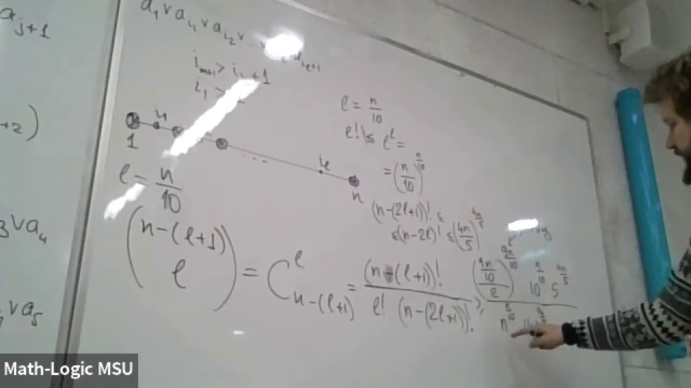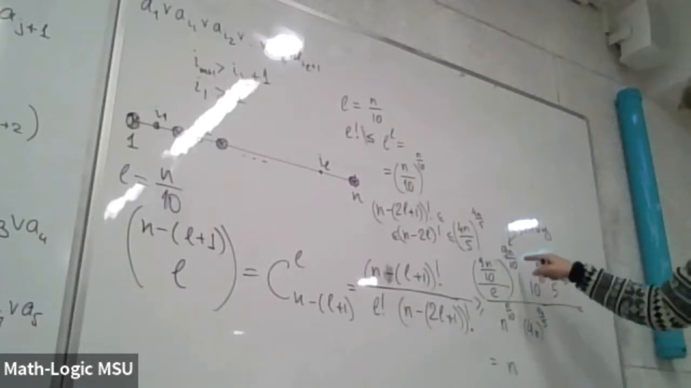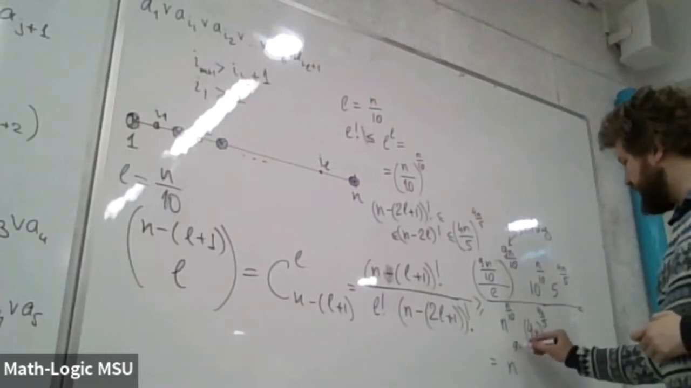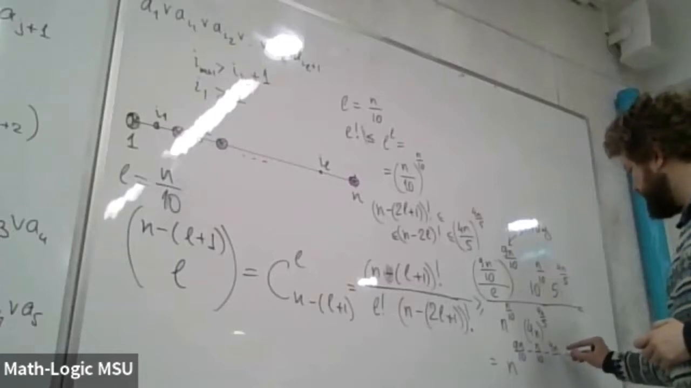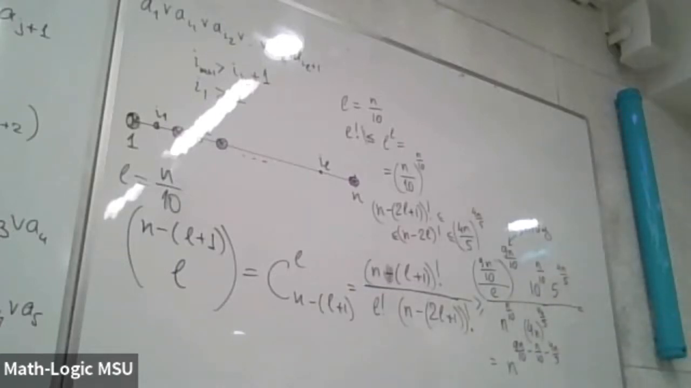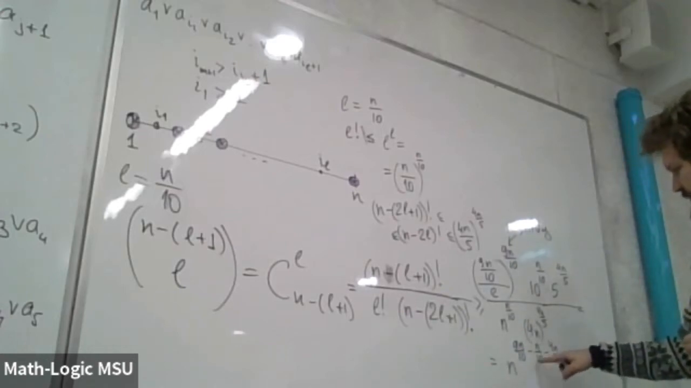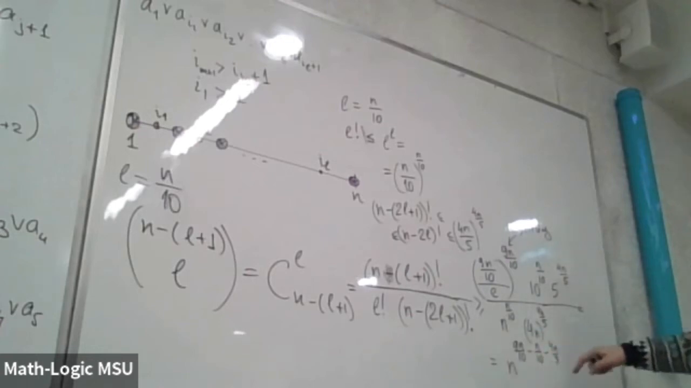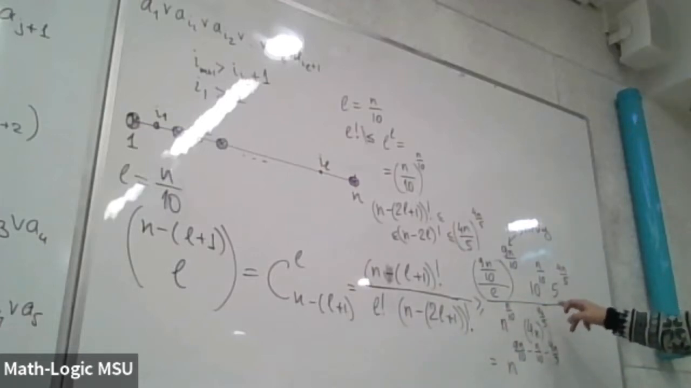Here, so what will we have? For n, you will have something like n to which power? To the power of 9n divided by 10 minus n divided by 10 minus 4n divided by 5. I think it's n divided by 10 here. It's going to be 8n divided... oh gosh, it's zero, this is bad. But I think if we compute this more thoroughly, we'll get something nice.